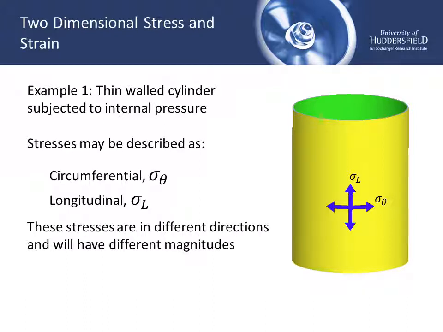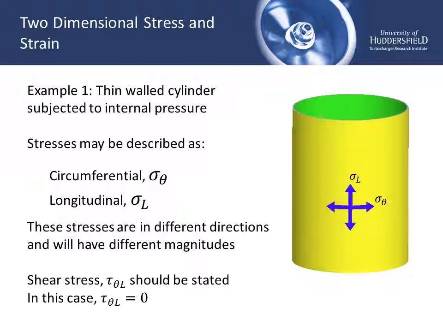Those stresses obviously have different directions, and they will also have different magnitudes. Now, to be strictly true, we really ought to define the shear stress that goes with those two directions as well. In this case, that shear stress is 0 because we're not applying any twisting to the cylinder. If we didn't define the stresses in those two directions, then remember that the shear stress wouldn't be 0.